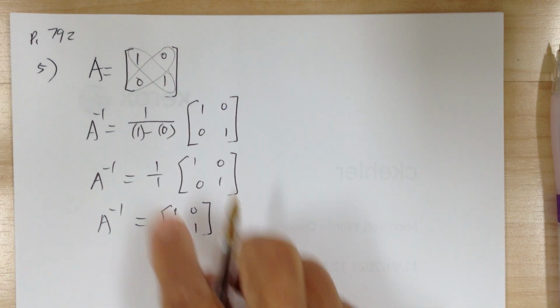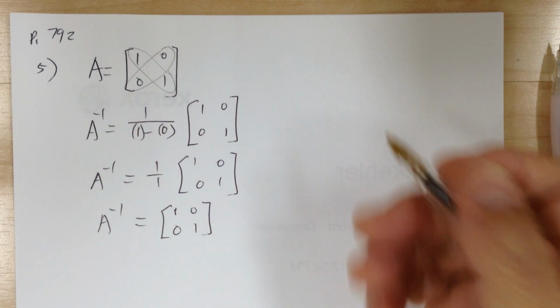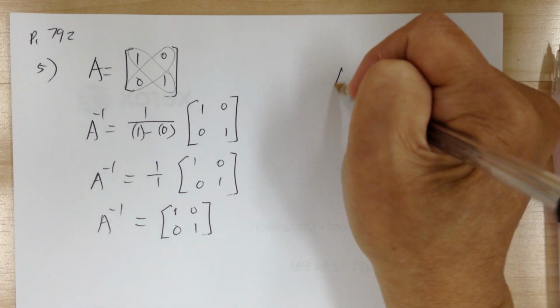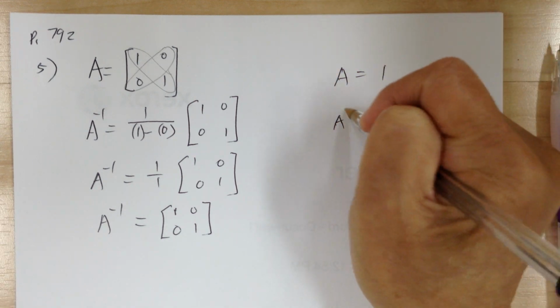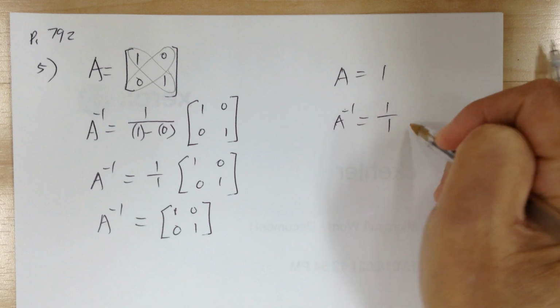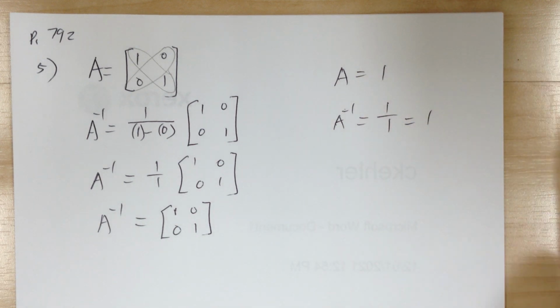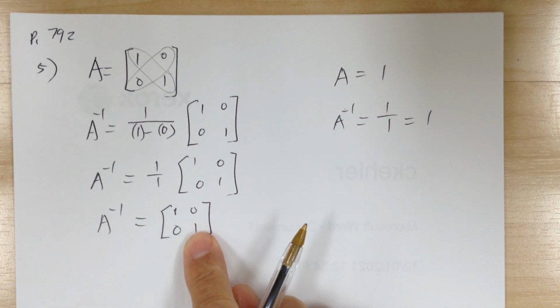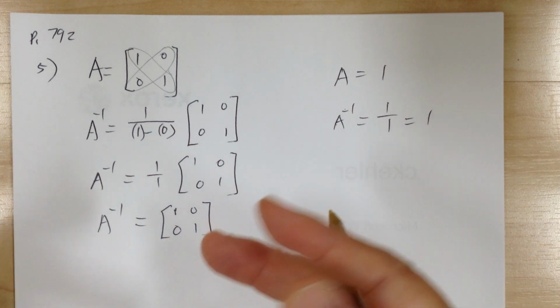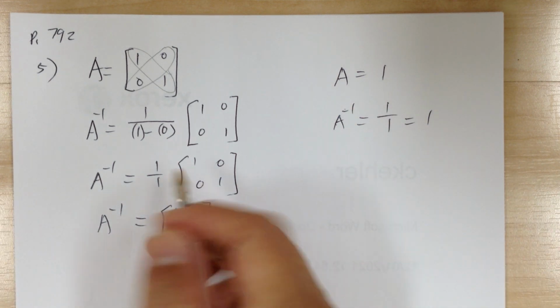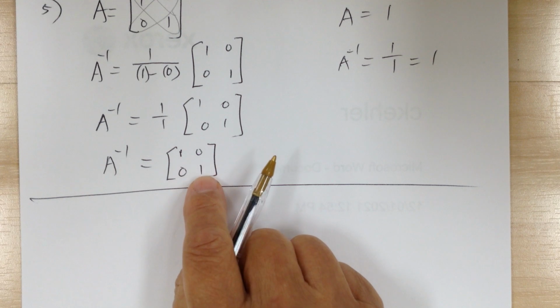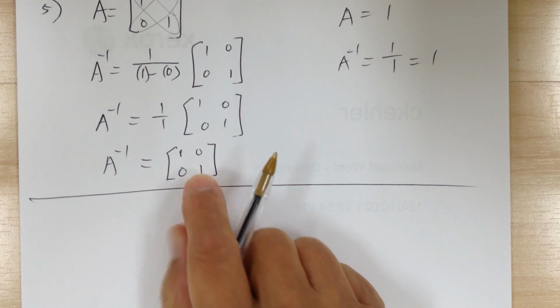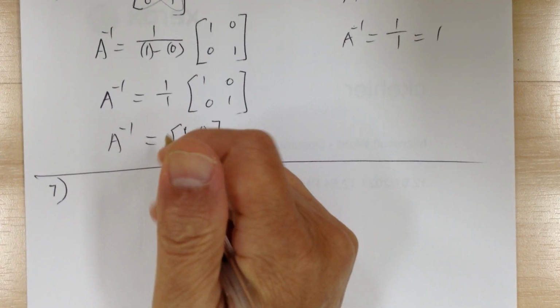Notice it's the same. The reason for that is, let's say you have A equal to 1, and the inverse will equal 1 over 1, which is still equal to 1. See that? This is the identity matrix, just like 1. So when you flip it over, it's still equal to 1. So the identity matrix is its own inverse. Okay, number 7.